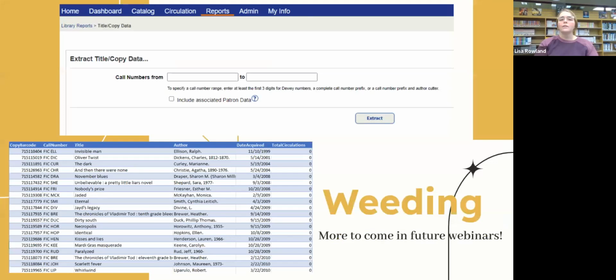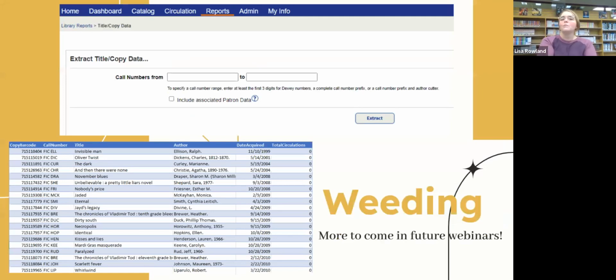I always like to look at my copy data and I like to sort it to see what has actually never been checked out and when did I get it. And so, yeah, I do have one of those books on my shelves that's over 20 years old and it's already been pulled after I ran this report. Now, teachers, when I started here, they told me that they did units on classics, so I kept some of those on the shelves. Well, they're definitely not being used. At a certain point, you need to take those out.